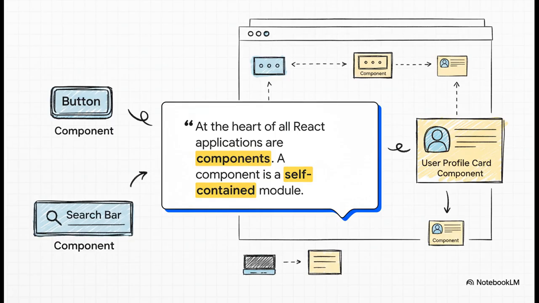A button? That can be a component. A search bar? Yep, a component. A user profile card? You guessed it, another component. You build all these small, independent pieces first, and then you assemble them to create your entire website.